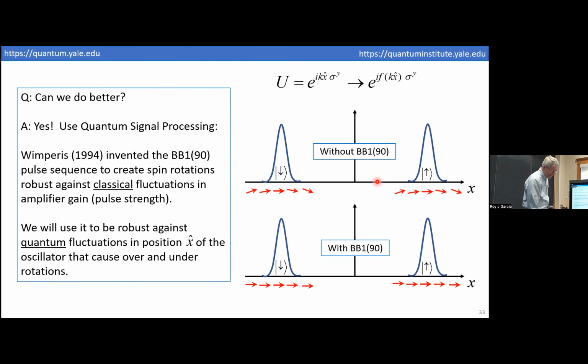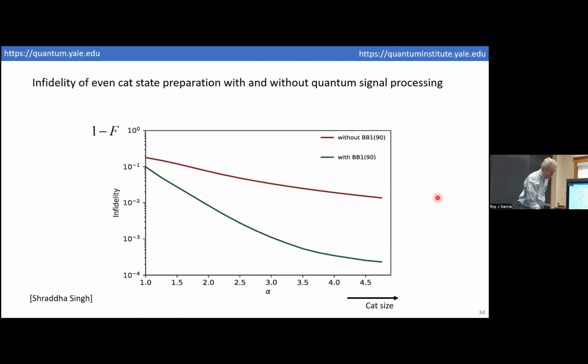So if I apply that with my quantum unitaries, where the noise is these fluctuations in x, I get e to the i f of kx. And it very nearly, almost perfectly fixes the small under and over rotation. And then the infidelity drops by a couple of orders of magnitude in producing the state, and it's very nearly perfectly disentangled from the qubit.